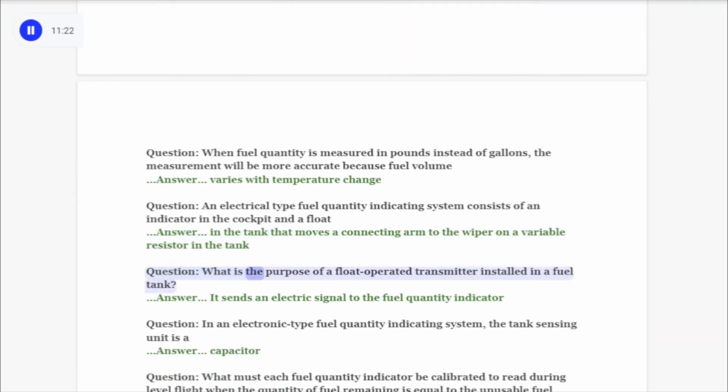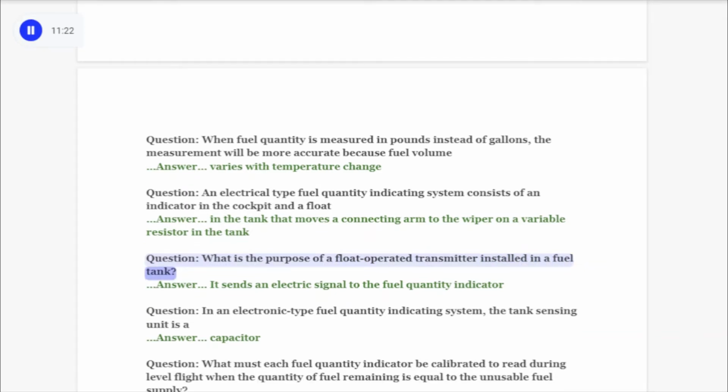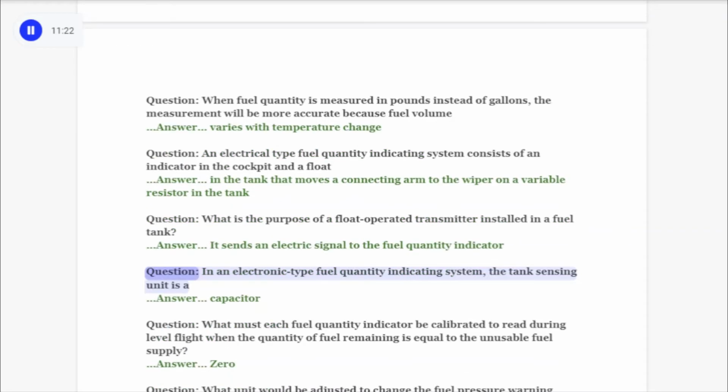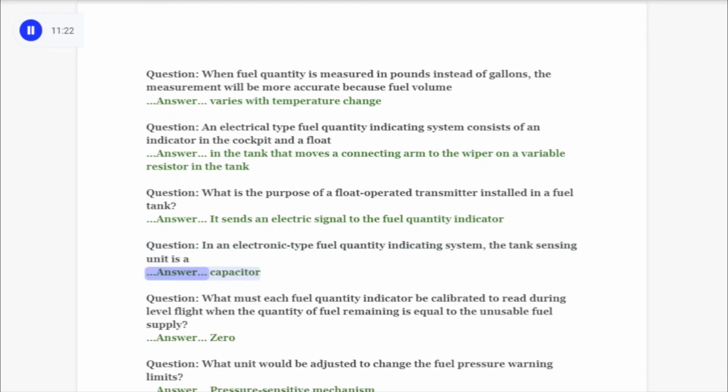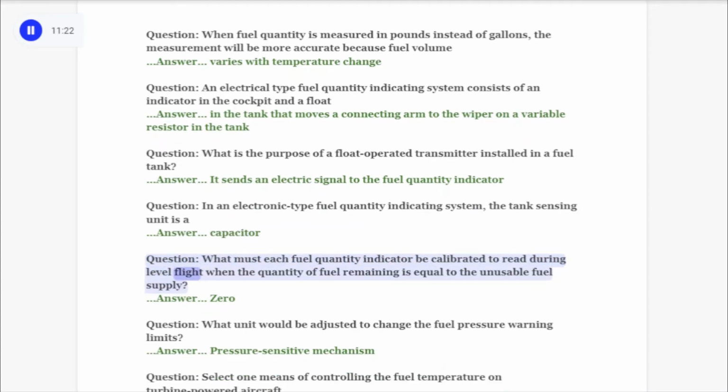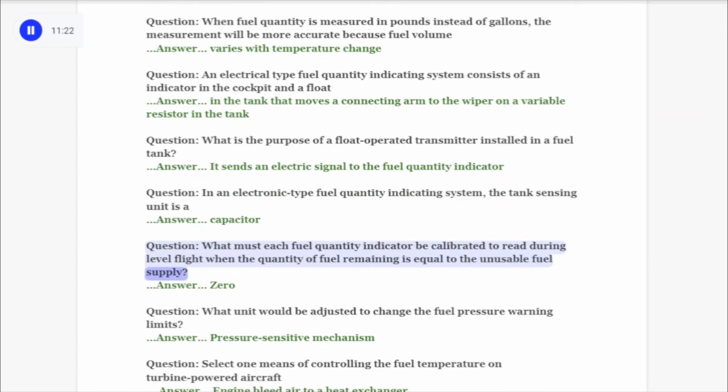Question: what is the purpose of a float-operated transmitter installed in a fuel tank? Answer: it sends an electric signal to the fuel quantity indicator. Question: in an electronic type fuel quantity indicating system, the tank sensing unit is a. Answer: capacitor. Question: what must each fuel quantity indicator be calibrated to read during level flight when the quantity of fuel remaining is equal to the unusable fuel supply?